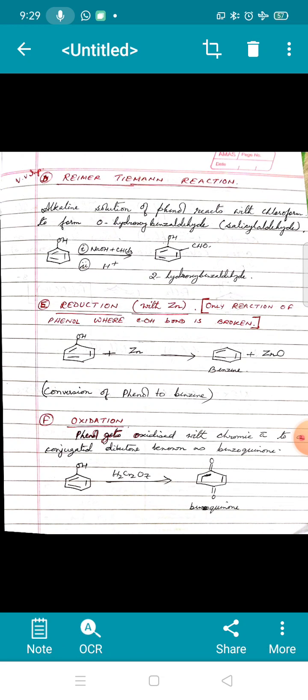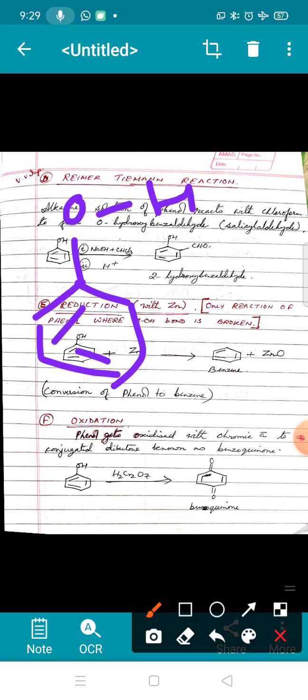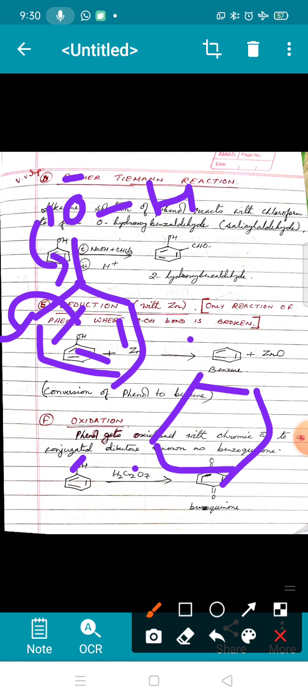The next set of reactions of phenol is reduction. Now remember, in phenol, because of extensive resonance, the lone pairs on oxygen get involved in resonance, because of which this particular C-O bond becomes partially double. Because of this the bond enthalpy of this bond is very, very high.